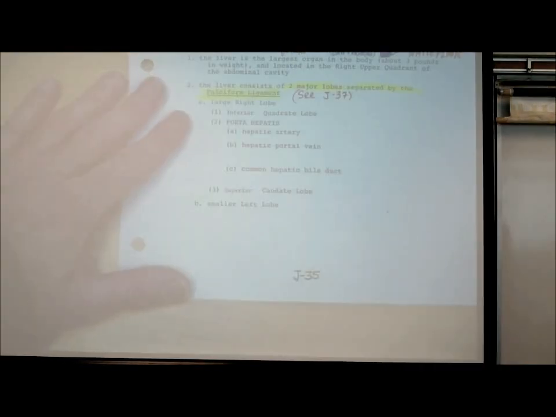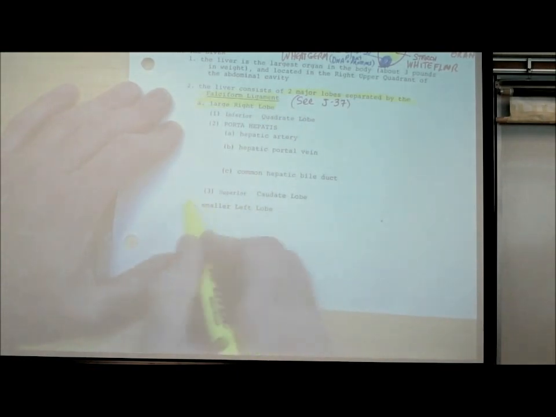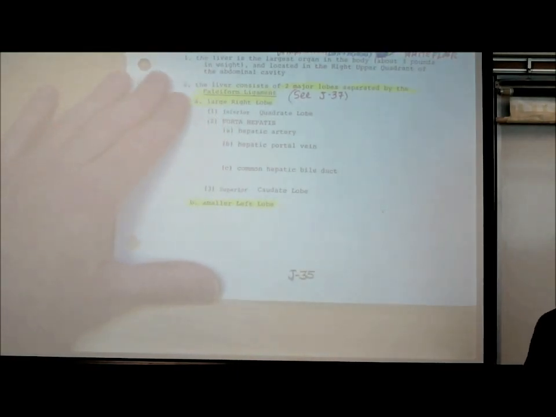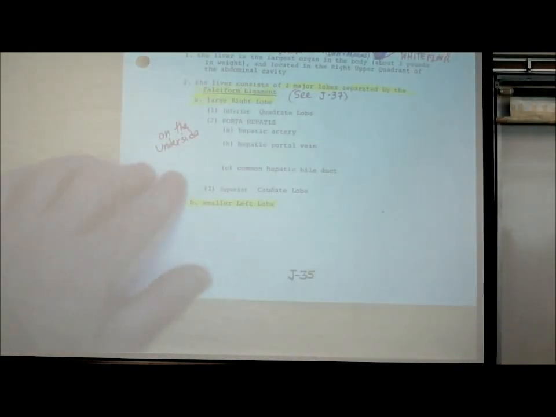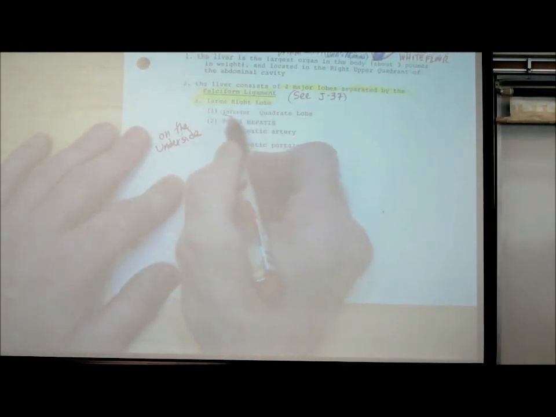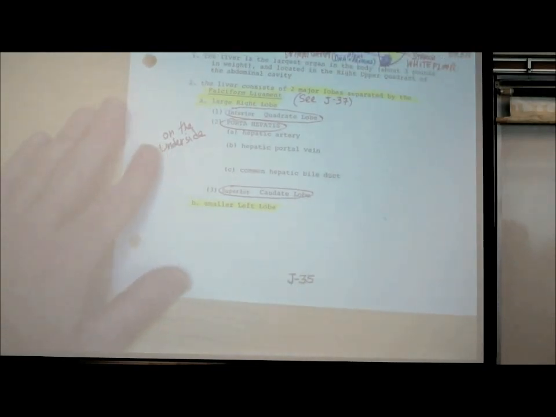On J35, there is this large right lobe, and there is the smaller left lobe. But we've said that on the underside, that means the inferior side, on the underside of the large right lobe, there is the inferior quadrate lobe, there is the Porta Hepatis, and there is the superior caudate lobe. And of course, there's also the gallbladder, which I didn't write down.